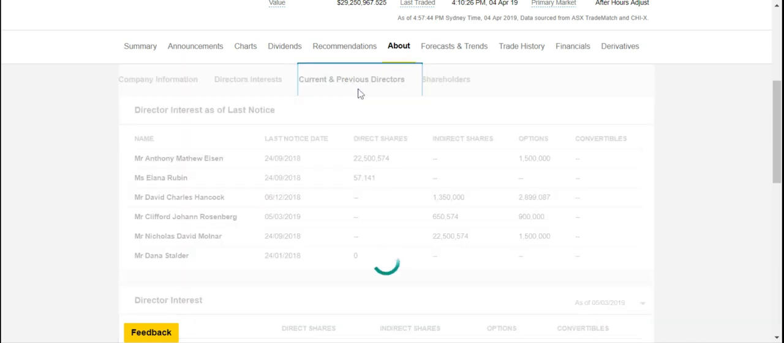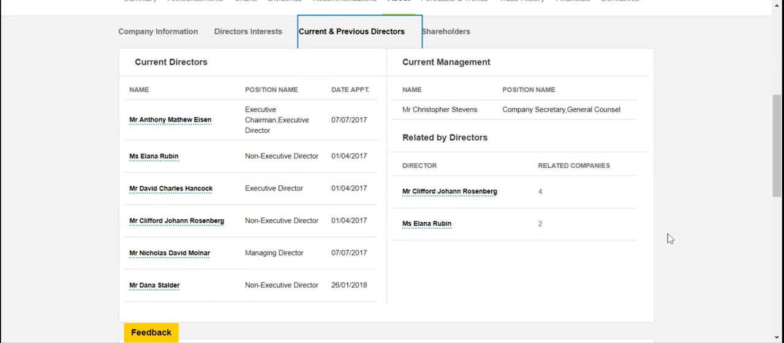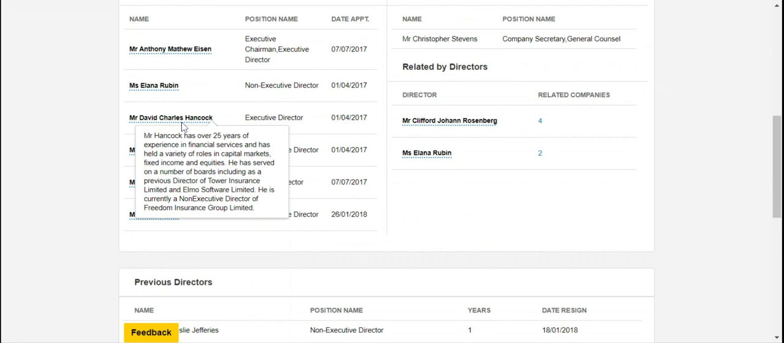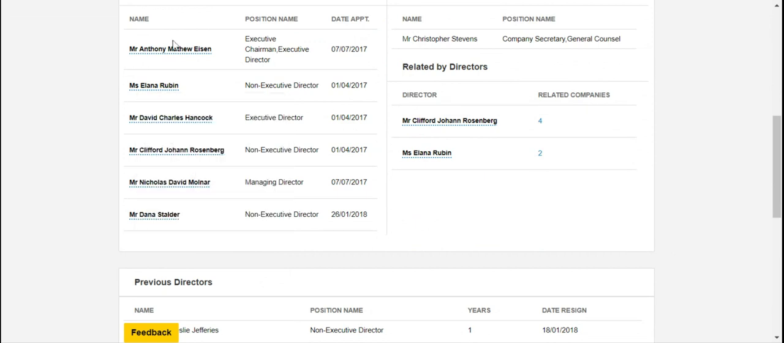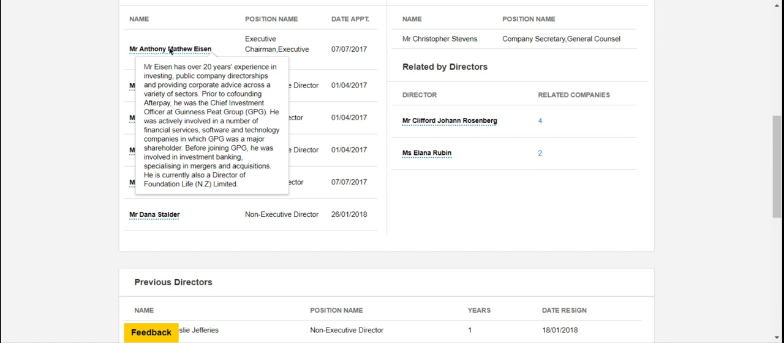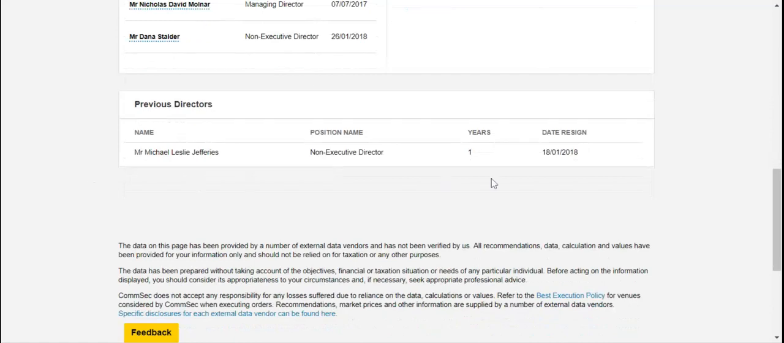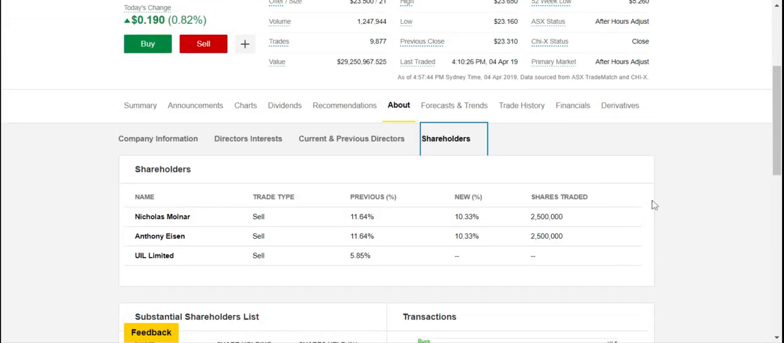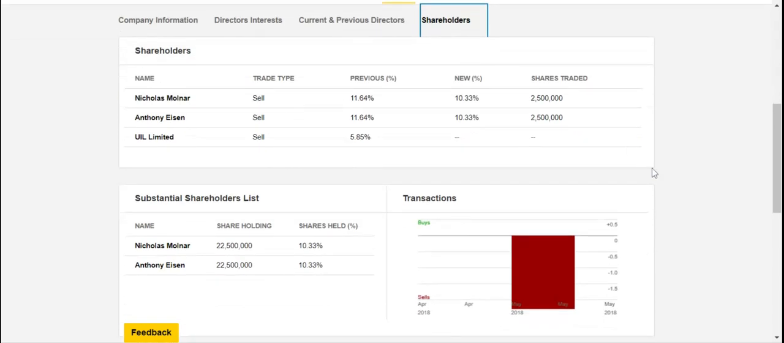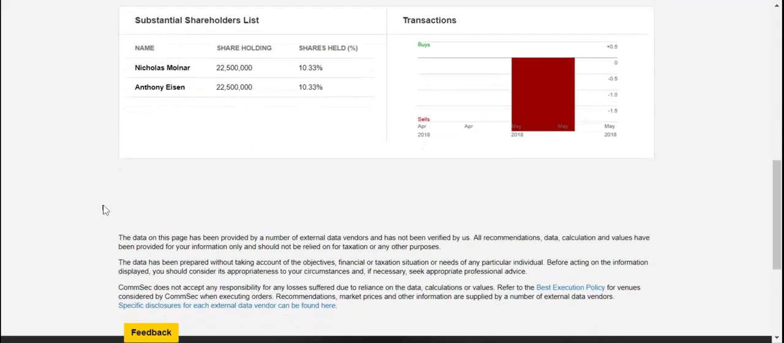Current and previous directors. So again, just tells you a little bit about who was behind the company. Little mouse over now gives you a little profile of that person, which again, I think is kind of interesting. Not for how I trade, but I know that my father, who likes trading more on fundamentals, is interested in who's on boards and what their credentials are. And shareholders sort of gives you an indication of what different people might hold within these individual companies.